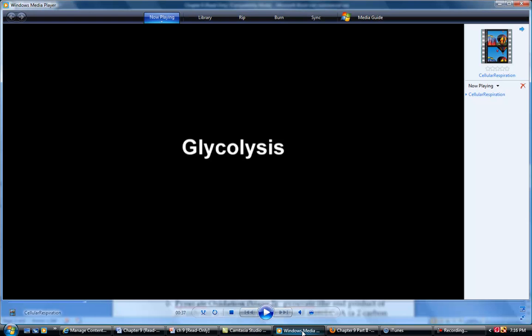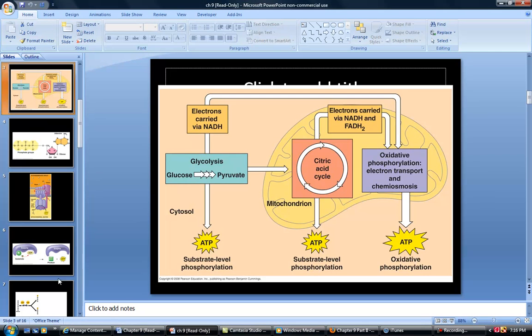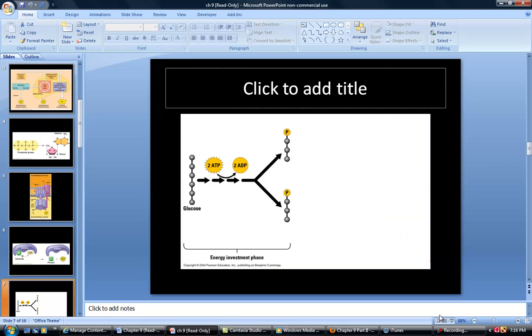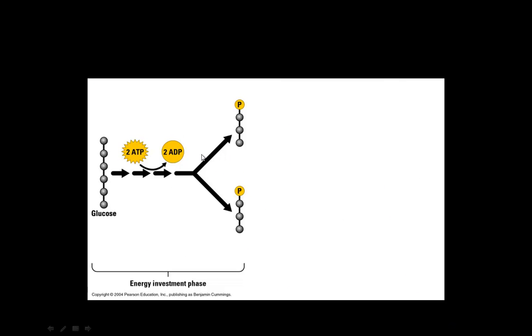Let's go here. I'm going to show you this slide, which shows our glucose molecule right here. If you remember, glucose is C6H12O6. The only part we're going to be worried about are the carbons right here. You can see we have 1, 2, 3, 4, 5, 6 carbons. What we're going to do is split it right down the middle, so we have 3 carbons here and 3 carbons here: 2 separate 3-carbon molecules.